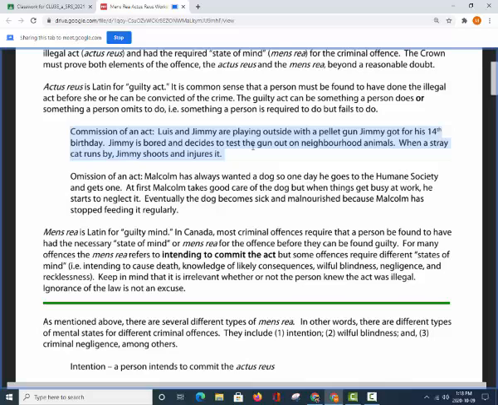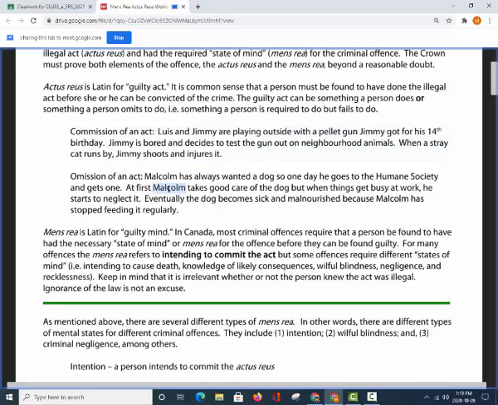So here's an example of commission of an act. Louis and Jimmy are playing outside with a pellet gun Jimmy got for his 14th birthday. Jimmy is bored and decides to test the gun out on neighborhood animals. When a stray cat runs by, Jimmy shoots and injures it. So commission means that Jimmy committed the act. He did this, and Louis saw him do it. He is a witness. He got his pellet gun and aimed it at the cat with the intent of shooting it and hurting the cat. That's commission of an act.